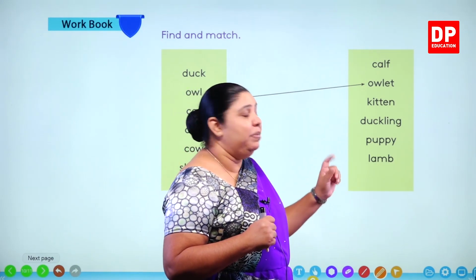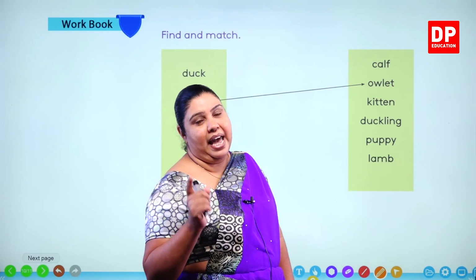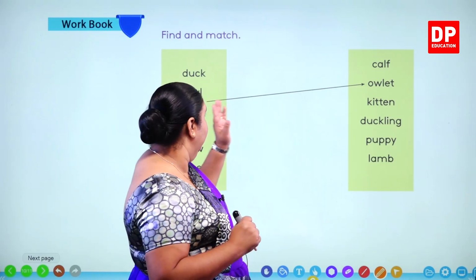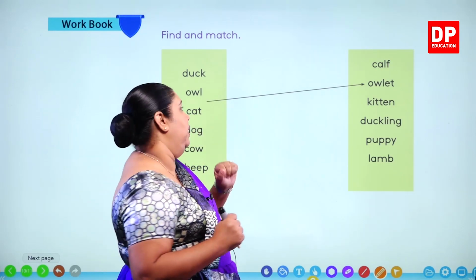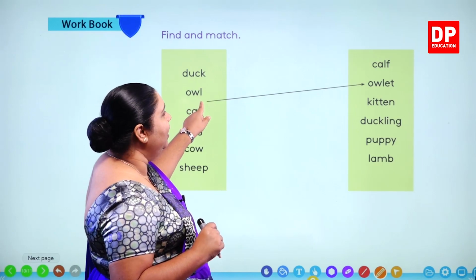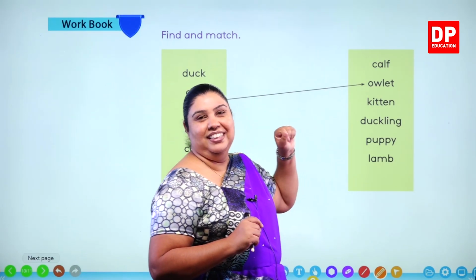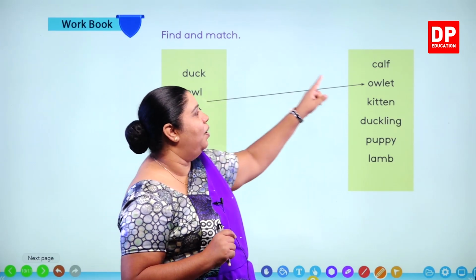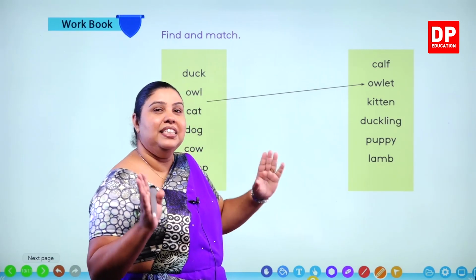So the baby sheep is called a lamb. Right. So now it's time for us to match the mother to the baby. Now can you see they have done one for us. Owl, owlet. Can you see the owl is here and the baby owl is called owlet. That is done for you.